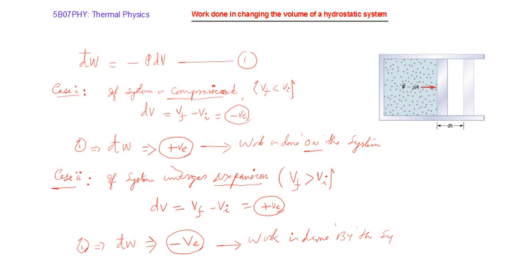So you can see that the equation that we have derived, equation number 1, is obeying the sign convention that we have selected. Be very thorough about this one. The work done on the system is taken to be positive because it results in an increase in the internal energy of the system, and the work done by the system is taken to be negative because it results in a reduction in the internal energy of the system.